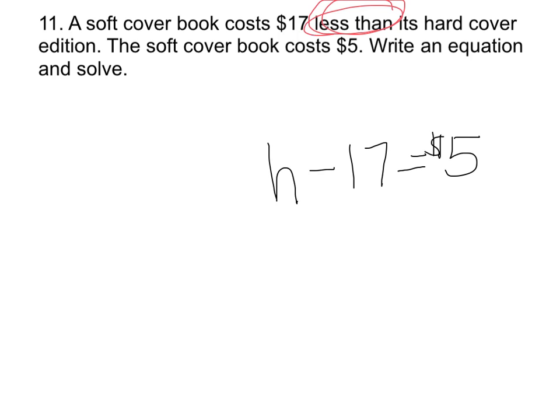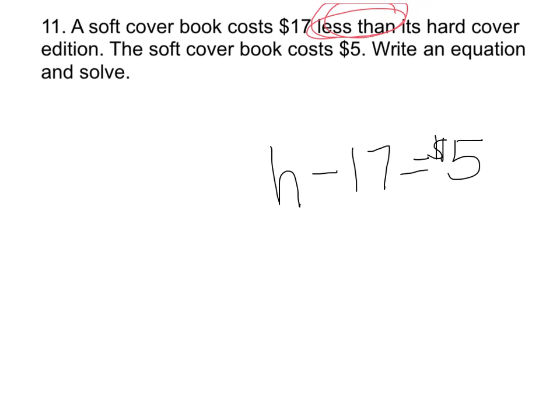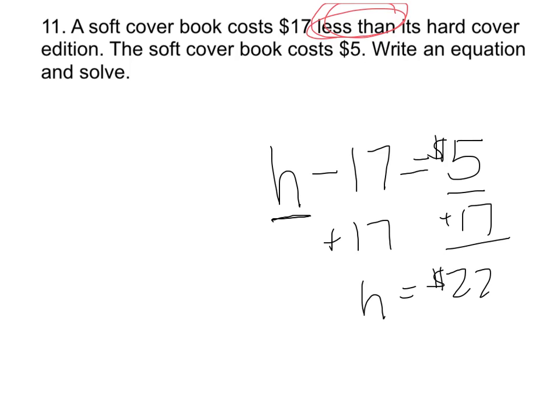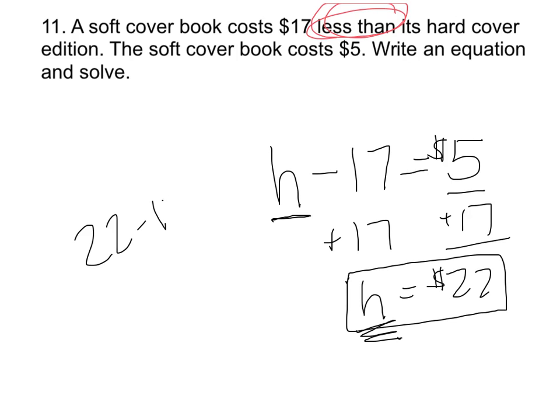So the soft cover book, which is right here, costs $17 less than the hardcover book. We want to know how much the hardcover book costs. So let's add 17 to both sides. Over on here, I would get 22. So h equals 22. So the hardcover book equals $22. We can check our work. 22 minus 17 equals 5. So 5 equals 5. That checks out.